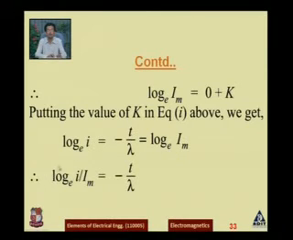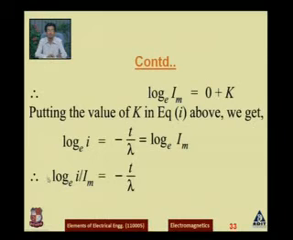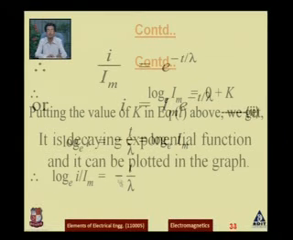So what will the equation become further? If we put this logarithm term on the left hand side, it will become log I divided by log Im. On the right hand side it will be minus t divided by lambda. Now if we put this logarithm term on the right hand side, it will become I by Im is equal to e raised to minus t by lambda.